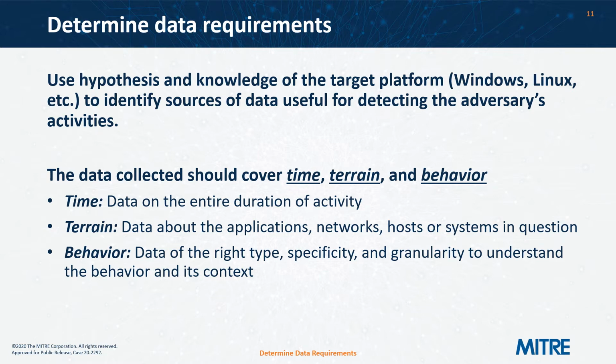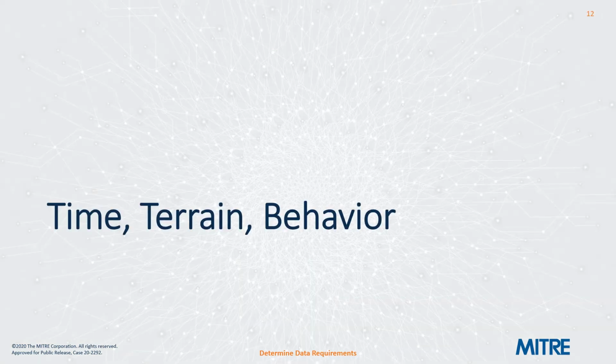And finally, we need to ensure we're collecting the data associated with the behaviors we're seeking to detect, along with whatever contextual data we'll need to differentiate malicious from benign, and to trace causal chains of events. Let's investigate each of these 3 dimensions and how they impact data collection.